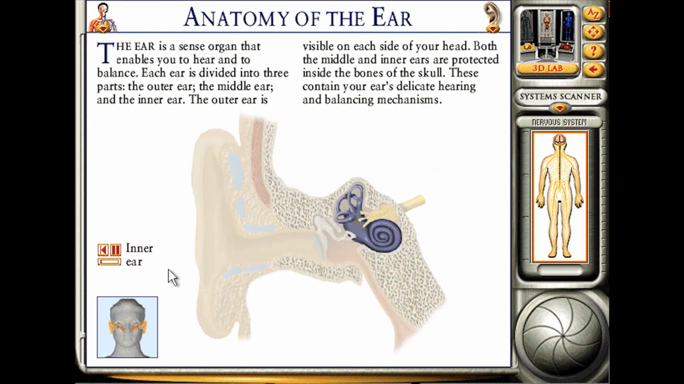The inner ear is a fluid-filled cavity buried inside the bones of your skull. It contains the semicircular canals, which are responsible for balance, and the cochlea, which is responsible for hearing.